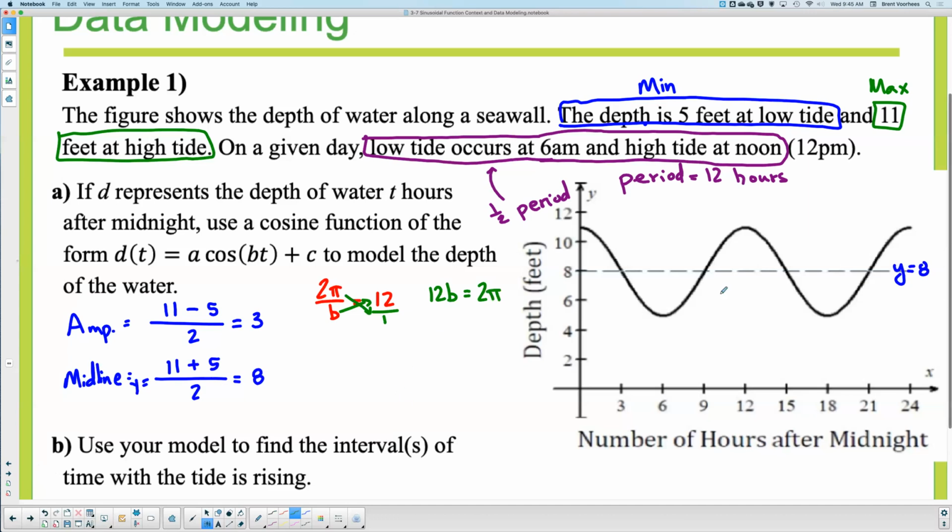What variable am I trying to isolate? The b. We know what 12 is. We know what 2 is. We know what pi is. We don't know what b is. Let's solve for b. How do I get rid of this 12? You divide. That's why we call it cross multiply and divide.